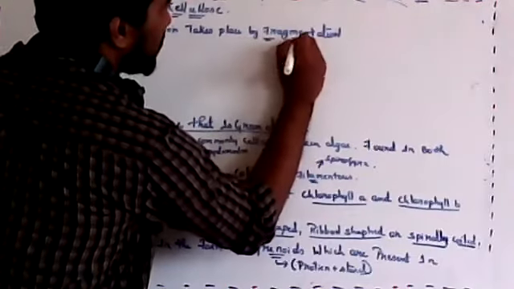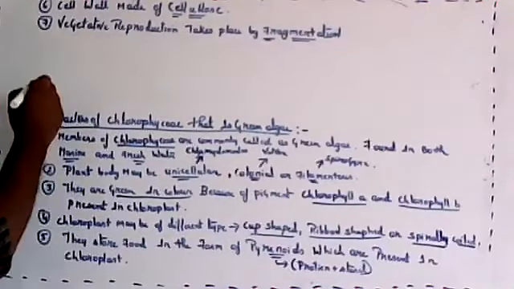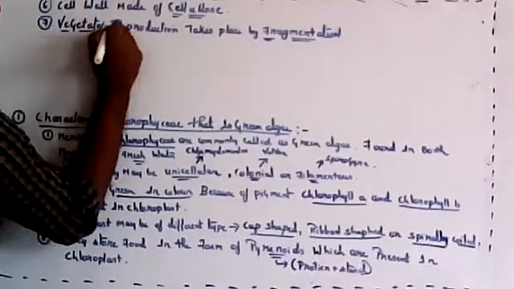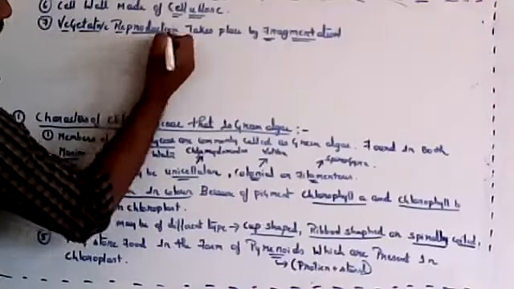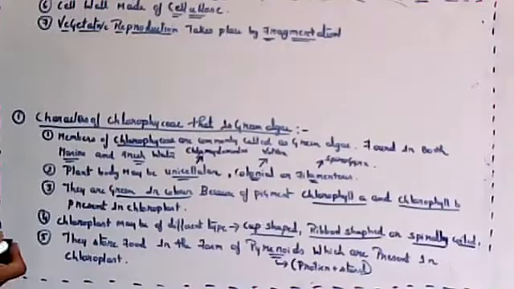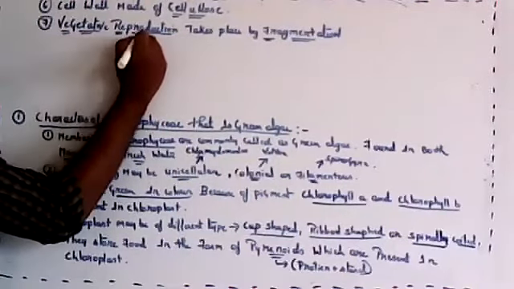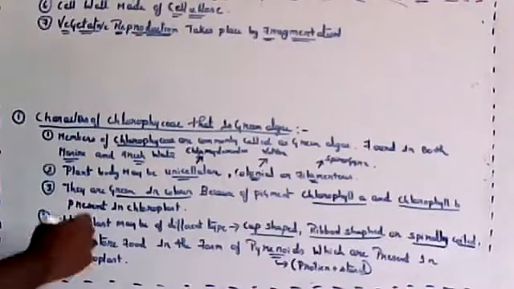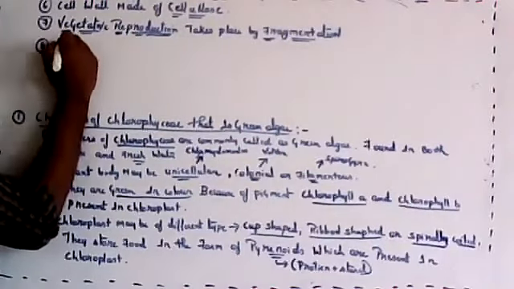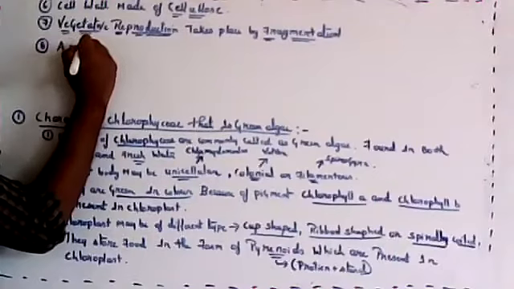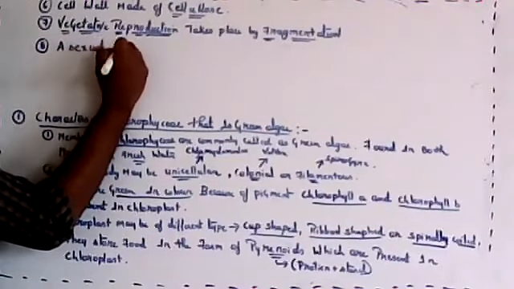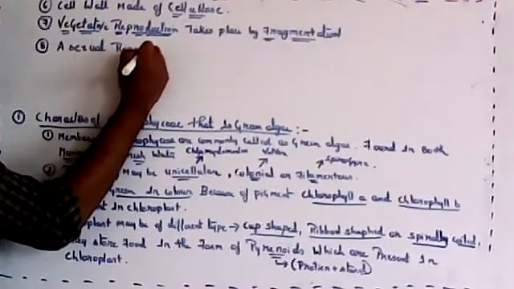Already we discussed three different types of reproduction: vegetative reproduction, asexual reproduction, and sexual reproduction. Now we will apply that to green algae. For green algae, vegetative reproduction may take place by fragmentation. Asexual reproduction is by spores.